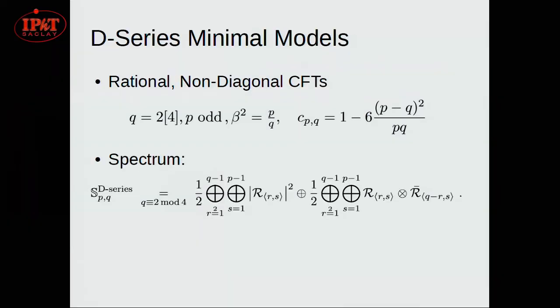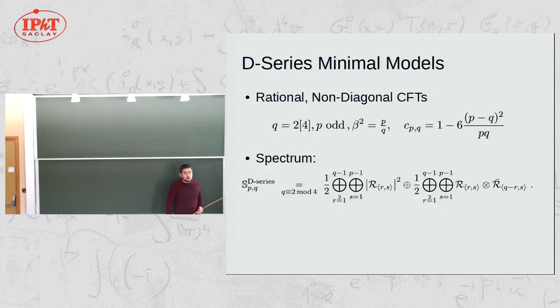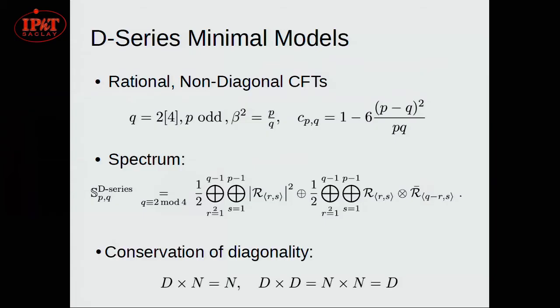Then the spectrum of these theories contains a diagonal sector in which we find only fields with zero spin, because we have the same representation left and right, and a non-diagonal sector in which we find now fields that have a spin. And we'll be interested in taking a limit of this part to see if we can produce a spectrum for our four-point functions.